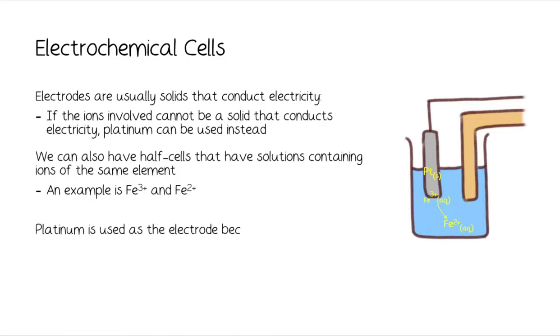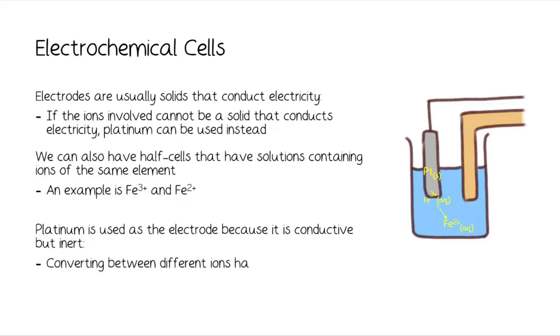The reason being is because it conducts electricity but is inert, it doesn't really react with anything. And the conversion between the ions happens on the surface of the platinum. So on the surface of the platinum, the Fe3+ might be reduced into Fe2+, or it might be oxidized from Fe2+ into Fe3+, depending on what the other half of the circuit entails.